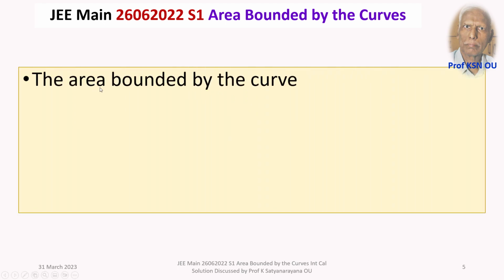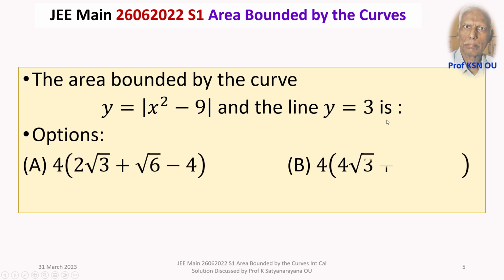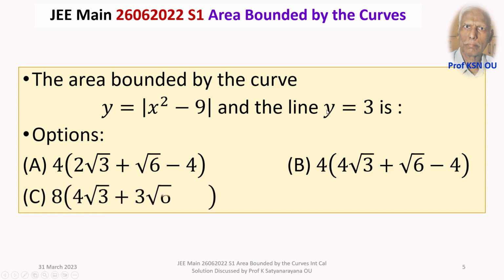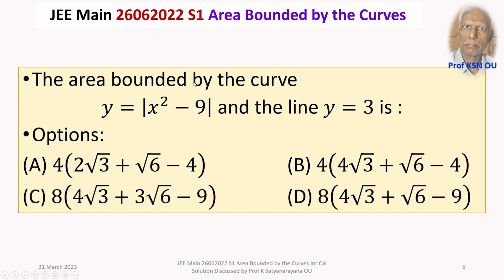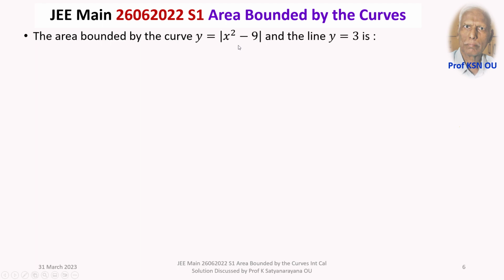The given question is: the area bounded by the curve y is equal to mod of x square minus 9 and the line y is equal to 3 is. We are given four options. We are required to find the area bounded by the curve y is equal to modulus x square minus 9 and the line y is equal to 3 from the given four options. That is the given question.